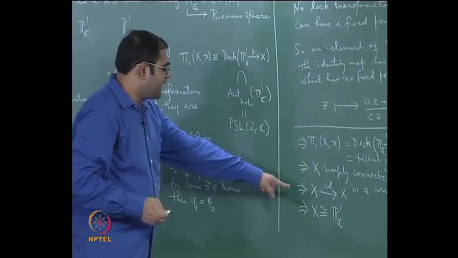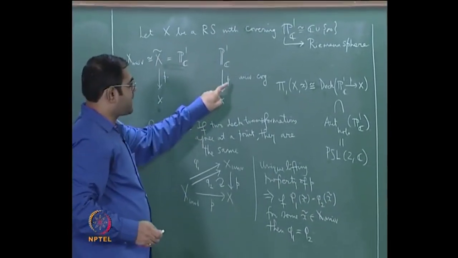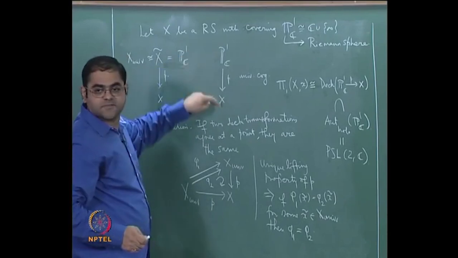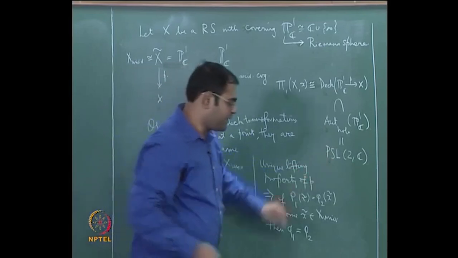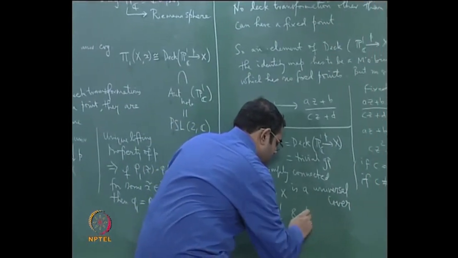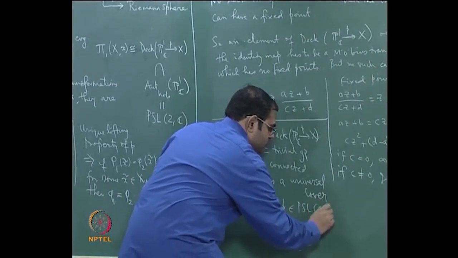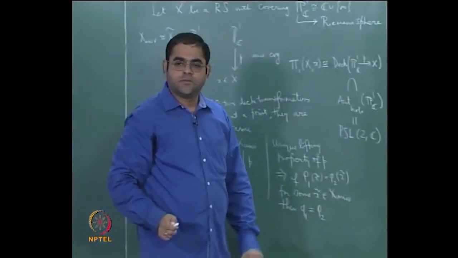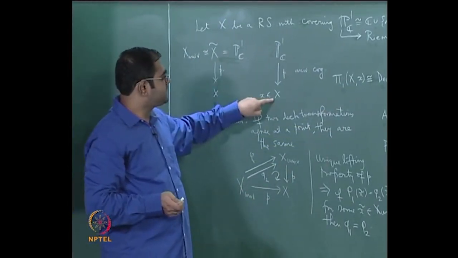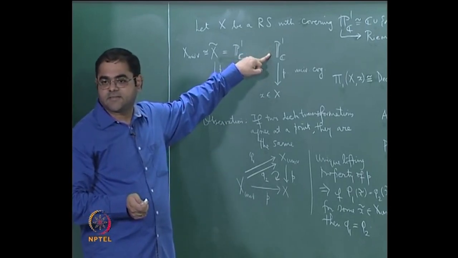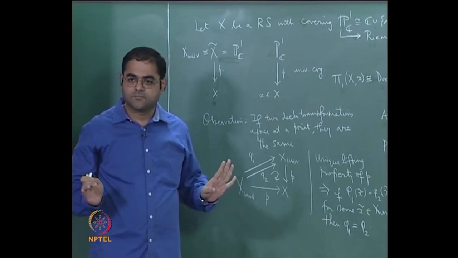And once you make this identification of X with P1, this map P has to be just an automorphism of P1, so it has to be just an element of PSL2C. And so this is the proof of a theorem that I stated earlier, that any Riemann surface which has P1 as a covering has to be just simply P1 itself, so you don't get anything more, right?